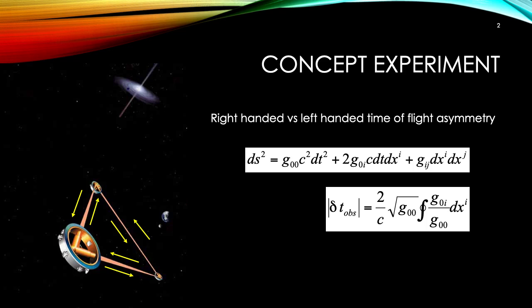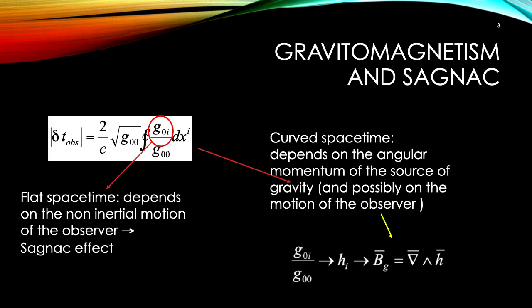You have a triangle which is followed by light or electromagnetic waves in both directions, right-handed and left-handed. We know that if we have a reference frame and a choice of coordinates such that the metric tensor has non-zero space-time components, the two times of light in both directions are different, and the difference is given by this integral here. In the next slide, we see in more detail what I'm meaning.